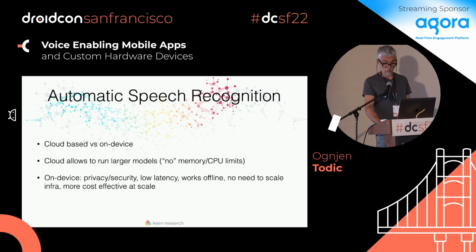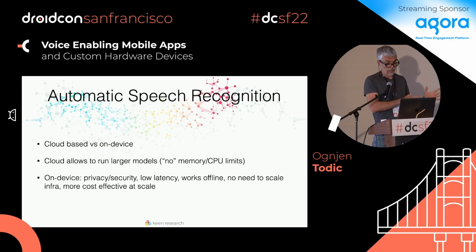These systems can be cloud-based, or they can run on device. A big advantage of the cloud approach is that there are two of them. One is that you can run larger models. There's effectively no limit on memory and CPU in the cloud. It's probably two orders of magnitude larger than what you can get on a mobile device. And the other is that it's very easy to update the models or software. You just switch it on the server and it just works. There's no need to do anything else.